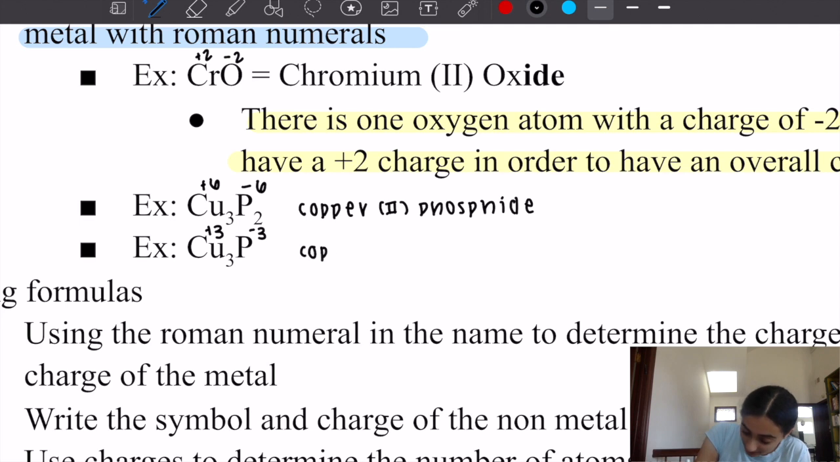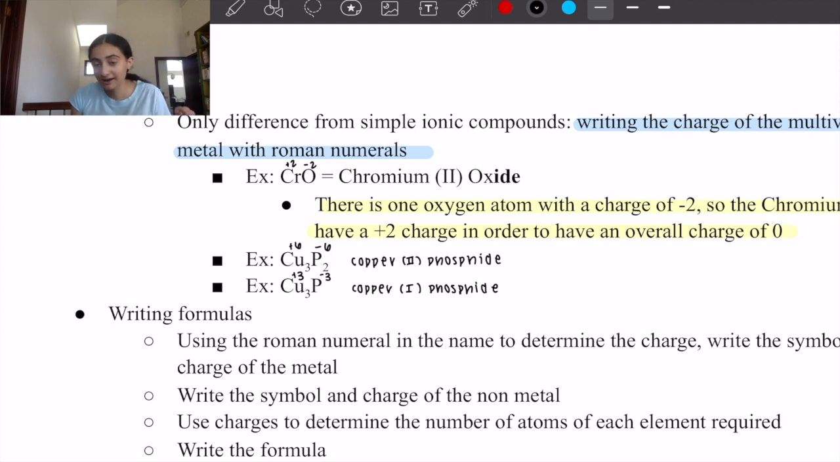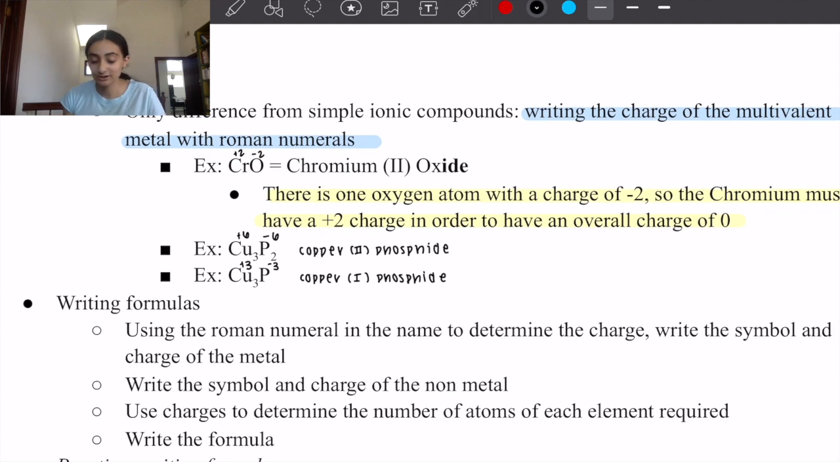So I'm going to name the metal copper. Roman numeral will have the charge 1, and phosphide again. So naming is pretty straightforward. You just have to know which version of the multivalent element you're talking about, because that is going to impact the formula. Copper 2 phosphide and copper 1 phosphide are not the same compound.